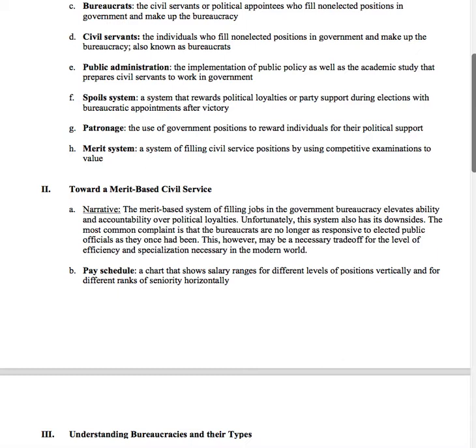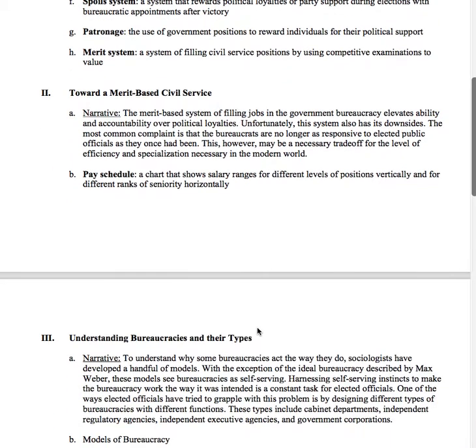So how do we determine how to pay these people? There's something called a pay schedule. It's a chart that shows the salary ranges in the different levels of positions vertically and for different ranks of seniority horizontally. This is if you've heard GS5, GS2, GS12, I think up to GS15. That's your pay schedule in a government position.